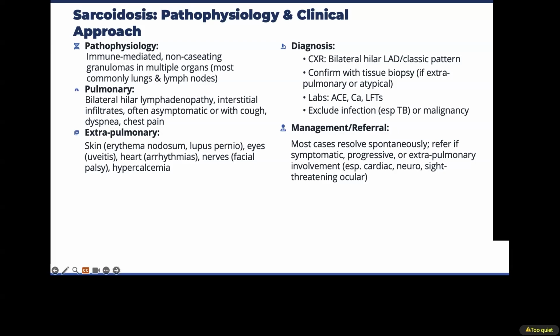The pulmonary findings, about 90% of patients will have what they call bilateral hilar lymphadenopathy. That's like the hallmark chest X-ray finding. You may see interstitial infiltrates. You may see reticulonodular changes.